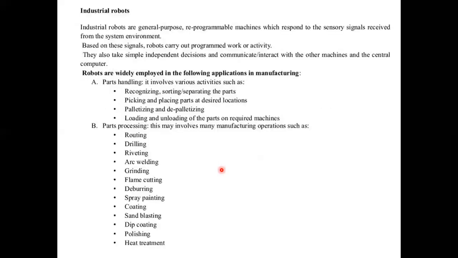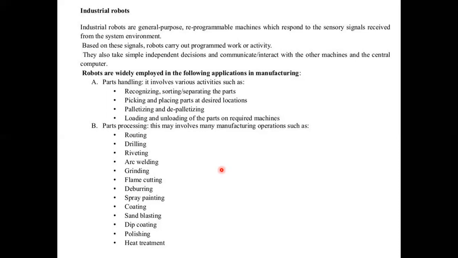Next, industrial robot. This is the main unit in the manufacturing process, because for handling the material, for drilling or welding, grinding, painting, some applications are done by the industrial robot. Industrial robots are generally general purpose reprogrammable machines which respond to the sensory signals received from the system environment. So based on these signals, robots carry out programmed work or activity.